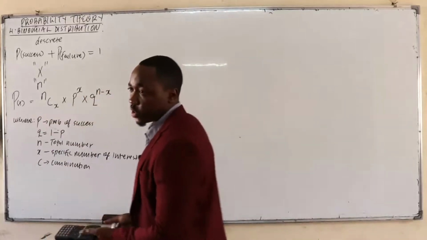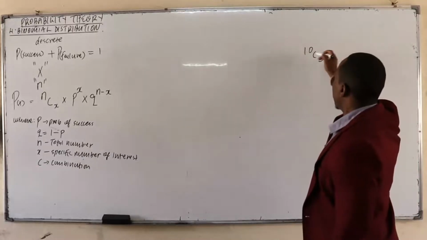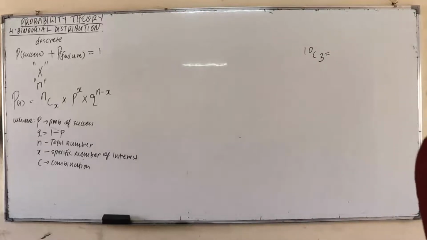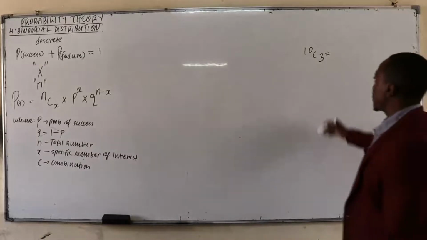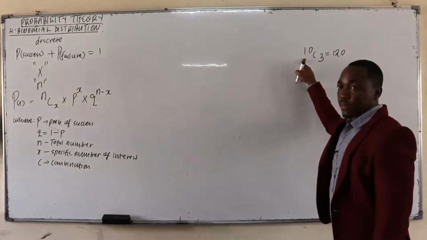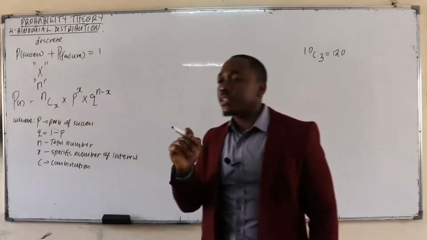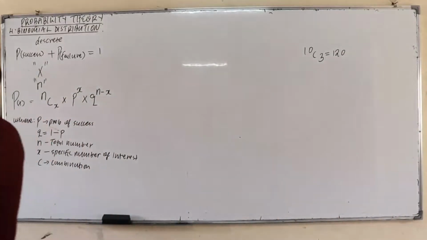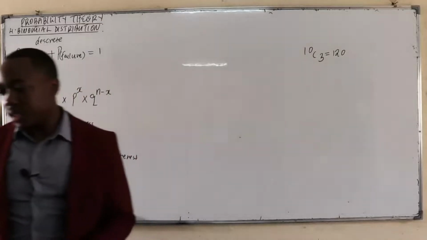Then NCR: in our last session, I showed you a technique on how to get combinations. Can you give me 10 combined 3? I showed you combination and permutation. It is 120. Remember, you press 10, then you press combine. Don't press shift; we have shift, then alpha, and below the alpha we have NCR. That's what you call combined. So it's 10, press combine, 3, and you get 120.